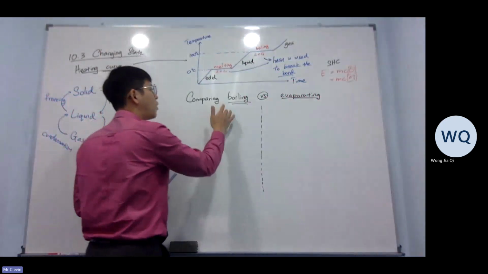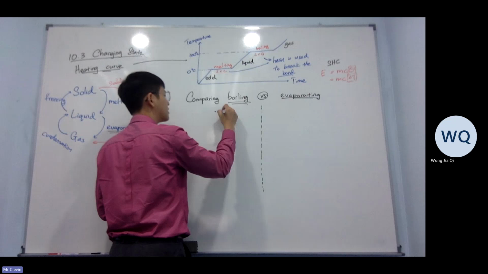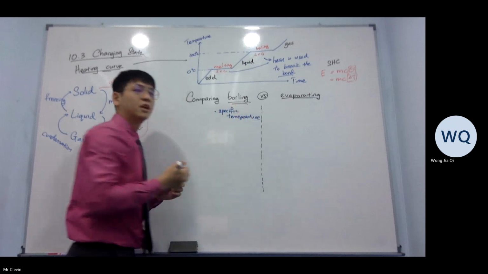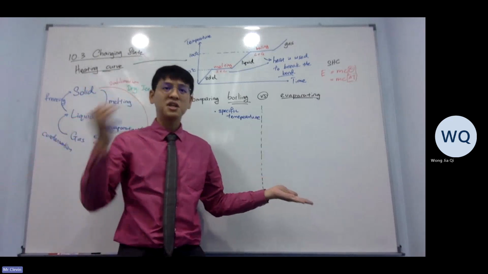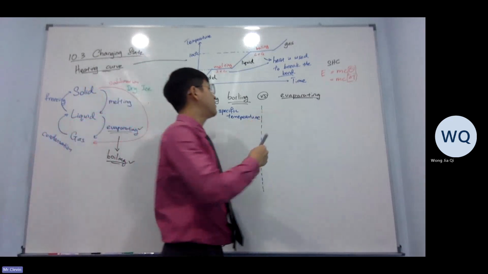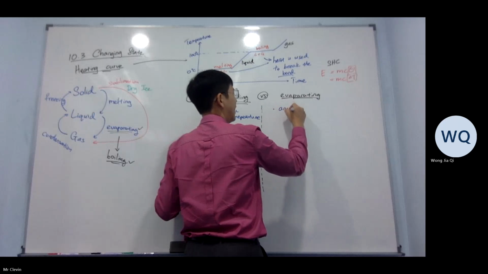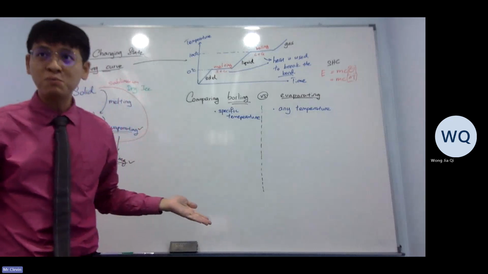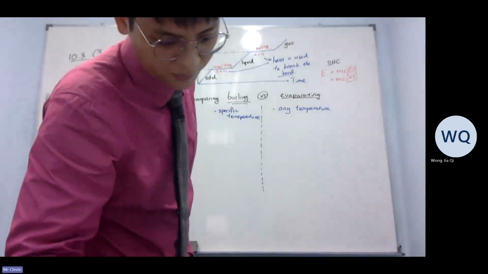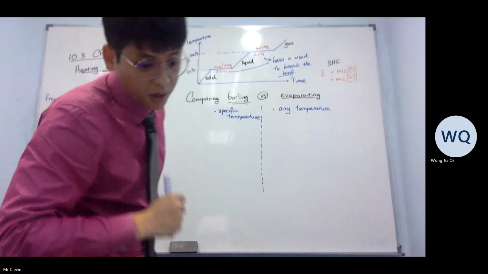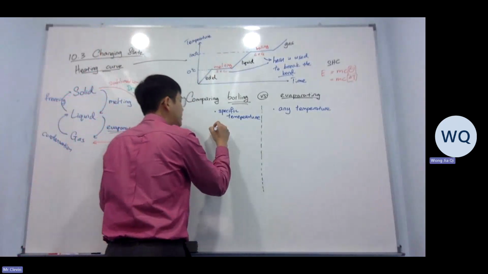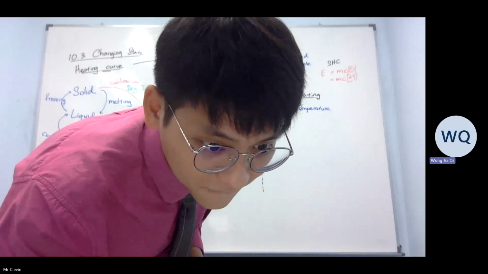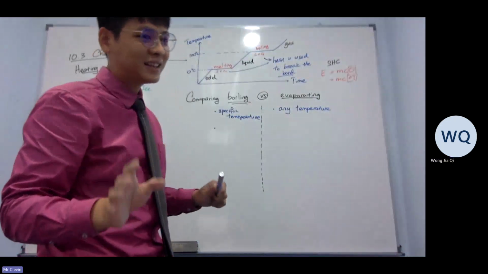Number one, boiling only happens at a specific temperature. If you want to boil water, it must be 100 degrees Celsius, a specific temperature. Whereas evaporating, there is any temperature. That is the first difference between boiling and evaporating. The second thing, boiling happens... sorry, takes shorter time. Shorter time. Yes, you can.